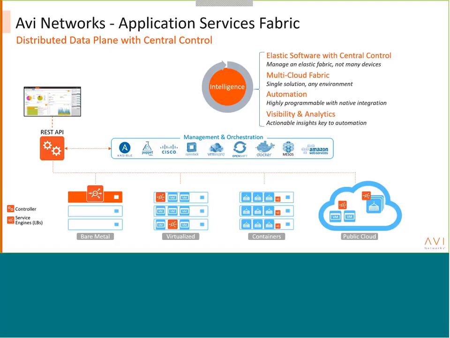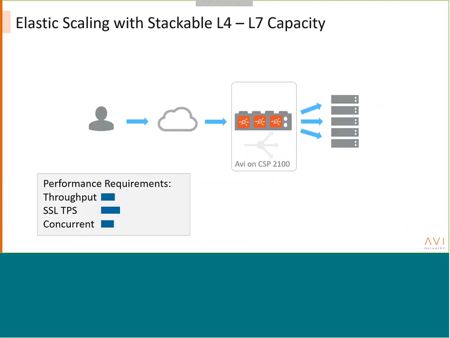By having that horizontally distributed and scalable architecture, we can simply add capacity in a Lego block style. So let's say you start out using 1 gigabit of throughput for your load balancing, and then later on more traffic comes in, more applications are deployed.